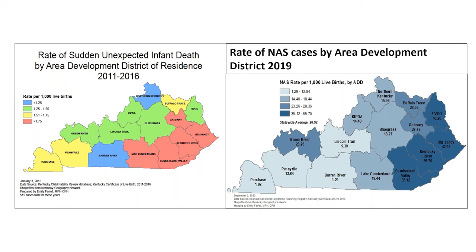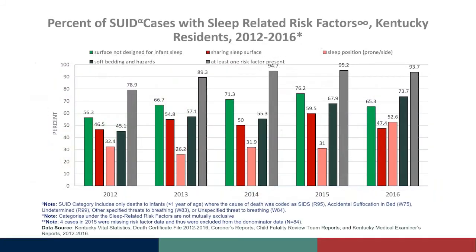In fact, if our rate in 2019 is 20.9 per 1,000 live births, in some areas like Kentucky River, the rate is 55.7 per 1,000 live births. Big Sandy has 42.35 and FIVCO 40.26 per 1,000 live births. So you can actually superimpose the high SUID rate areas with the areas with high NAS rates.